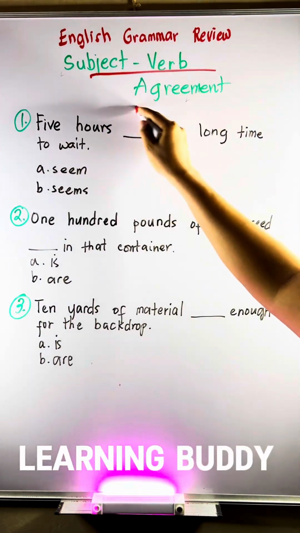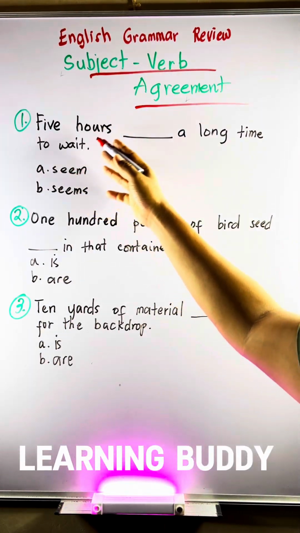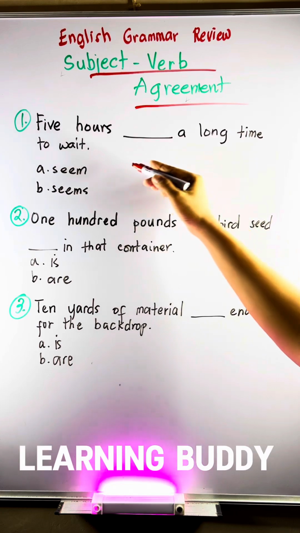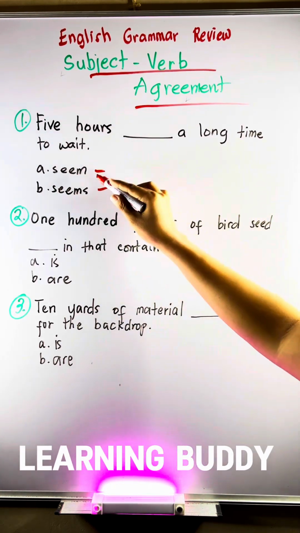Welcome to Learning Buddy. This is your Marvin, and let's talk about subject and verb agreement: basic rules for words of amount and time as subjects.